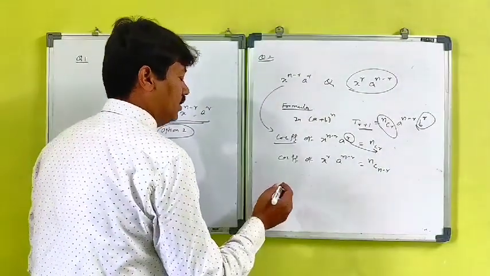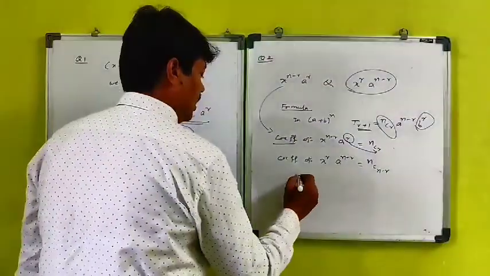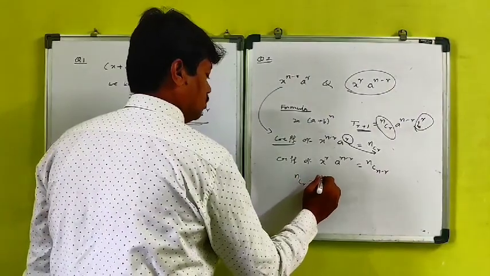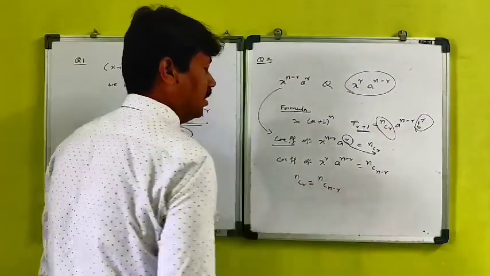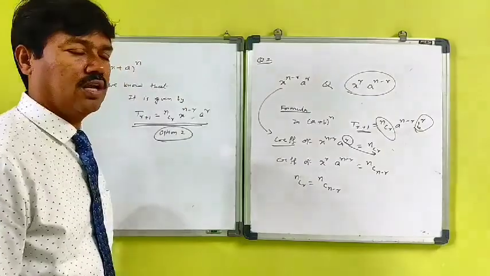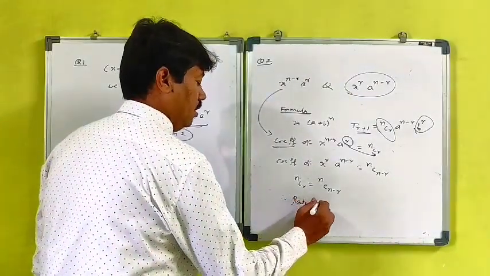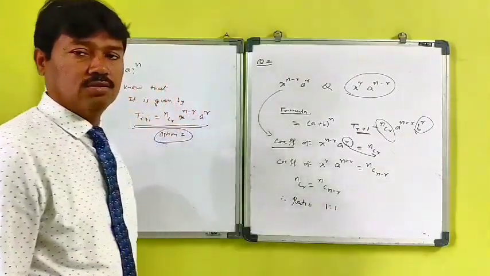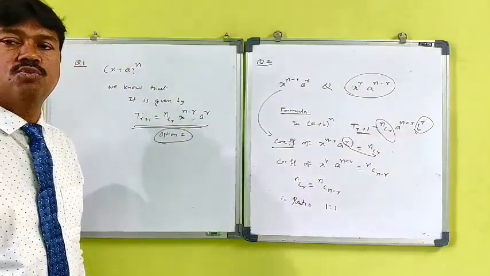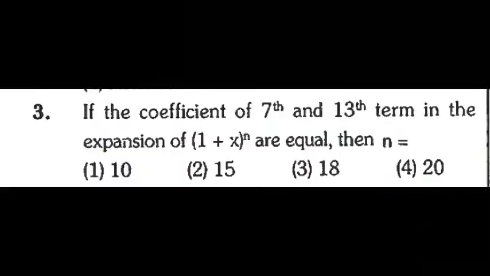And in permutation and combination, there is a concept that nCr is always equal to nC n minus r. Therefore, the ratio will be 1:1. So the answer is that the ratio is 1:1.